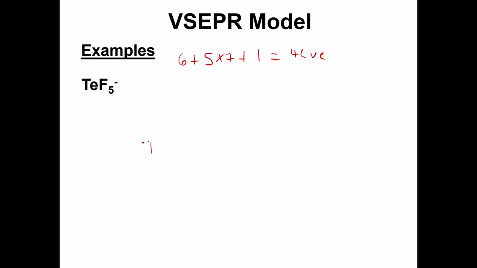Put tellurium in the center. Fluorine cannot double bond, so that's a nice little thing to know. Put the 1, 2, 3, 4, 5 there, and it doesn't matter how you draw it. It doesn't have to look three-dimensional at all. So you just used up 10 electrons to make 5 bonds.